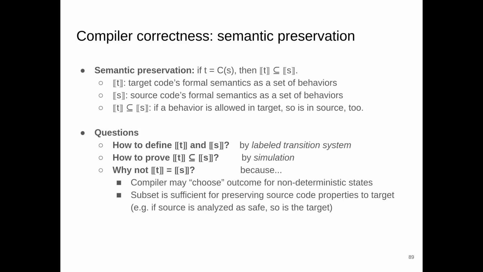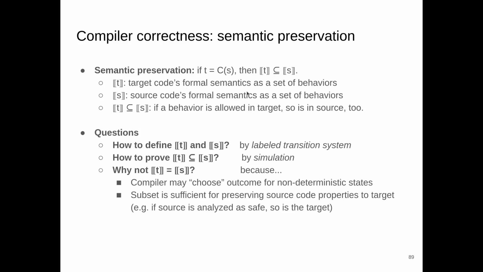And the semantic preservation is actually written like this. The semantics of the target is a subset of the semantics of the source. So it is a very dense statement, so we are going to discuss the meaning of this in more detail. And the first thing to discuss is, what is the semantics of this target? What is the target code's formal semantics?